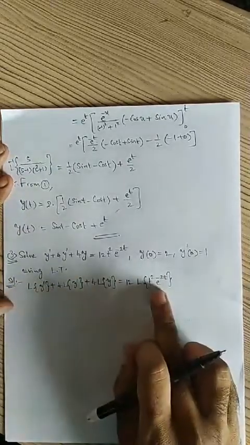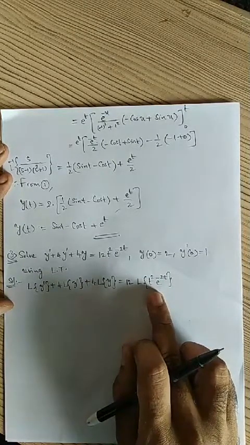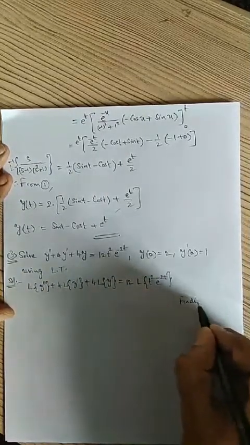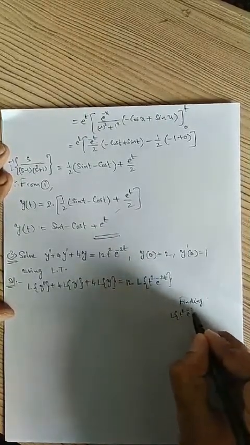Now I need the Laplace transform of t square into e power minus 2t. I need to find the Laplace transform of t square into e power minus 2t. I'll evaluate that separately. Here I am finding Laplace transform of t square into e power minus 2t.